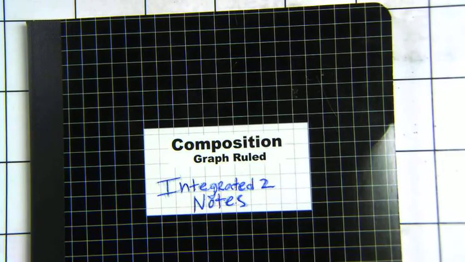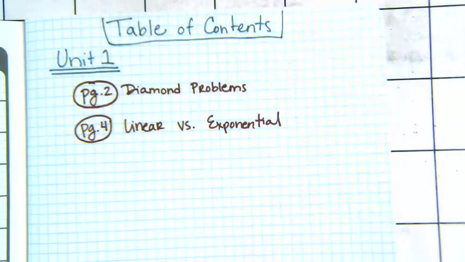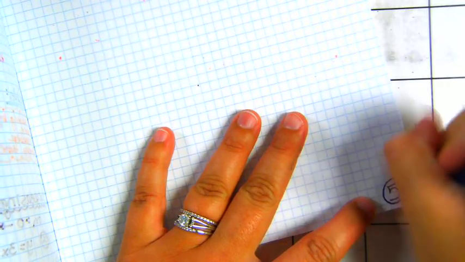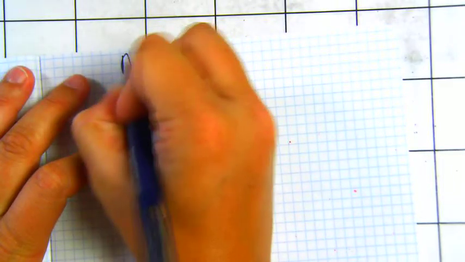Tonight's notes are going to be on angle relationships. So let's go ahead and open up to the next available page. This will be page 5. So at the bottom of your page, this will be page 5, and this is going to be angle relationships.